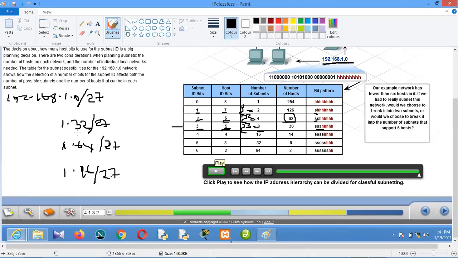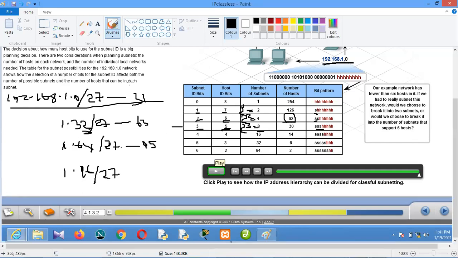So if you get that, that means if I have 32 here, the broadcast address for this network is going to be what? 31. So between 0 and 31 are the valid IP addresses for this network. This one is going to be 63 broadcast. Here is going to be 95 broadcast. So between that and that is where we have our valid IP addresses.